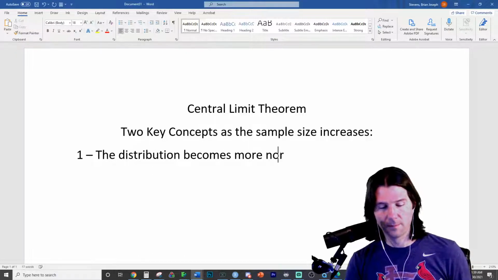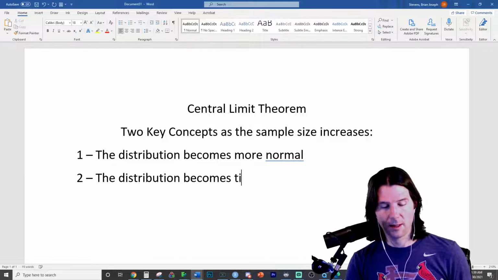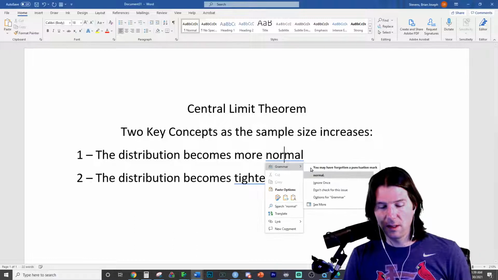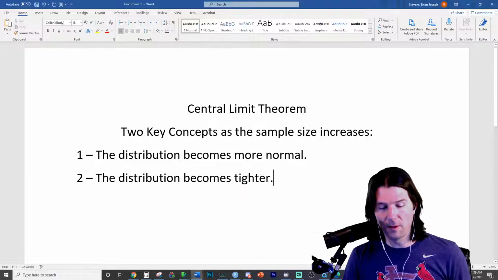So as the sample size increases, the distribution becomes more normal, and the distribution becomes tighter. Probably the most important part of this is the idea of it becoming normal.